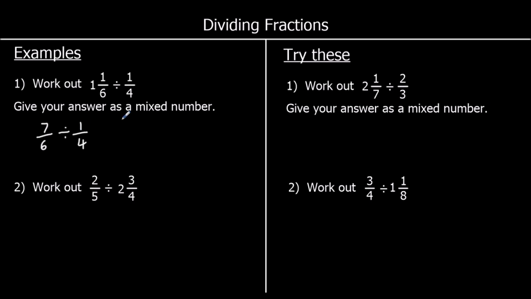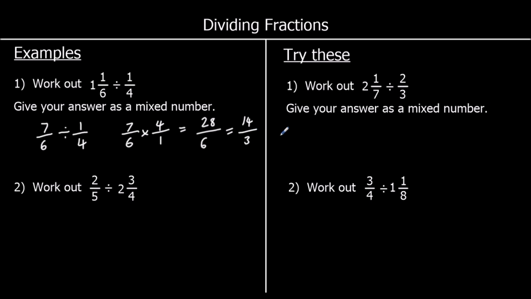1 1/6 is the same as 7/6. And then we're going to change it. So dividing by a quarter is the same as timesing by 4/1. Dividing by a quarter is the same as timesing by 4. And now we can times the top. 7 4s are 28. 6 1s are 6. We can simplify it by halving the top and bottom, which gives us 14/3.